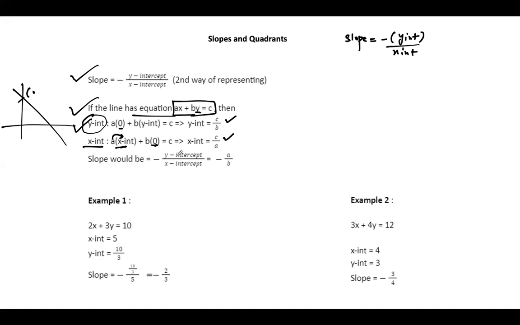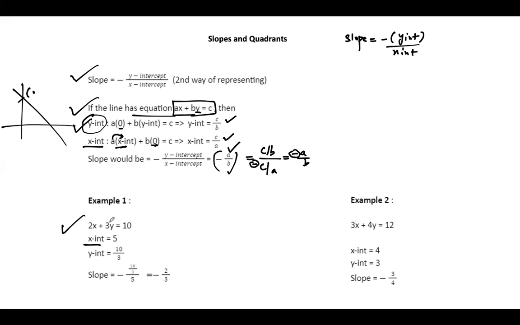Putting the value in y-intercept upon x-intercept. What is y-intercept? c upon b. And what is x-intercept? c upon a. And there's a minus sign. So a will go in the numerator, b will come in the denominator, and the result would be minus a by b. Similarly, example I've given, 2x plus 3y is 10.